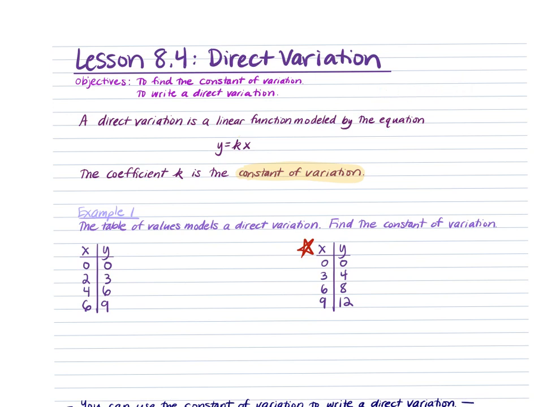So direct variation here is of the form y equals kx. So some constant, some number times x. And that number, the coefficient k, is the constant of variation. So let's look at an example of these.